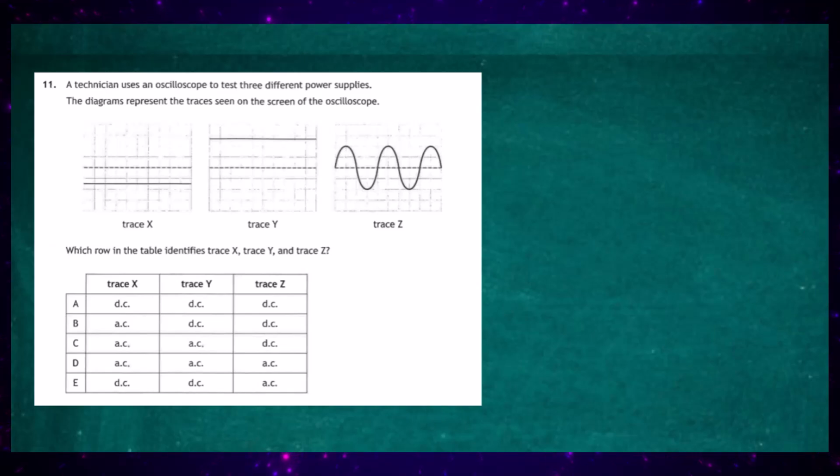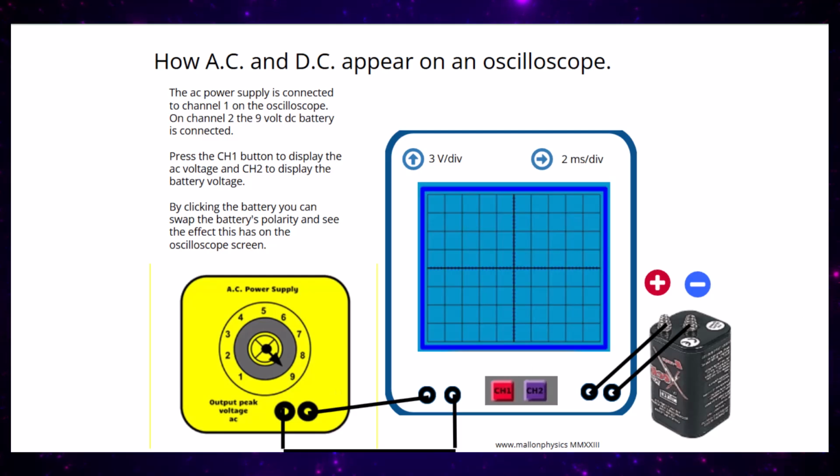So if we look at my simulation here, we can see that we've got the oscilloscope, we've got an AC power supply and we've got a DC power supply. First of all, we put on a DC power supply. You can see we're going to get a straight line across. The trace is going to be a straight line. That's DC. Even if we change the polarity of the battery, it just means the line moves down and we get that kind of trace. So any straight line above the line or below the line is DC.